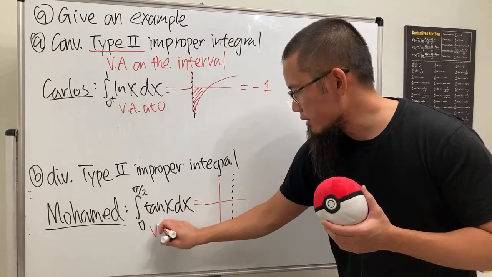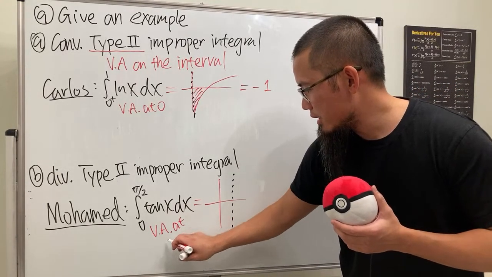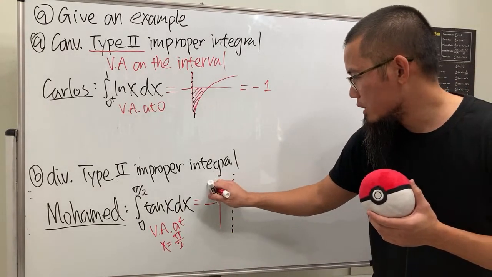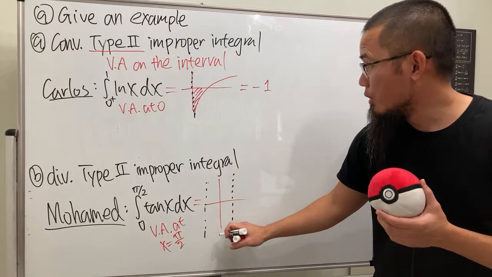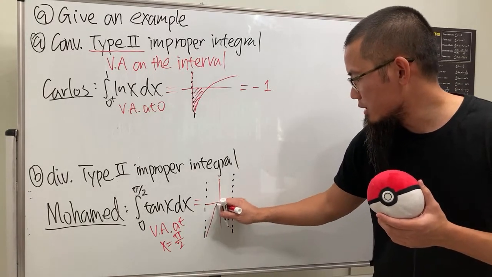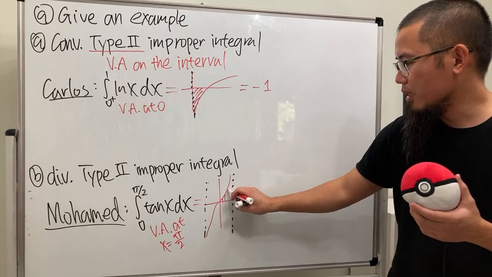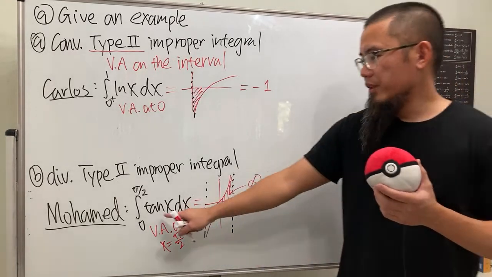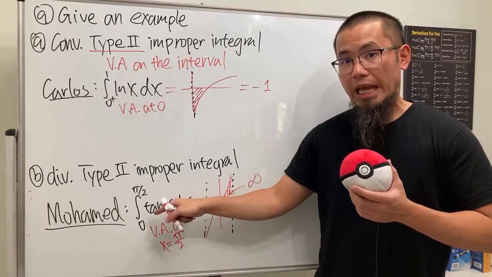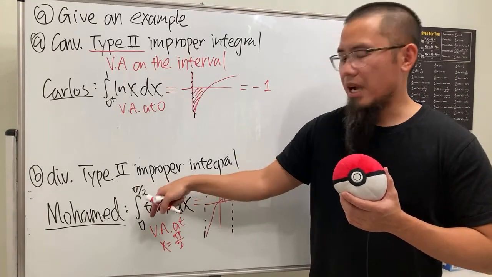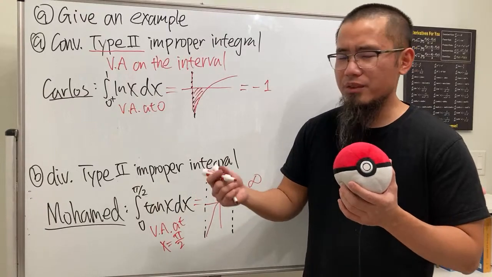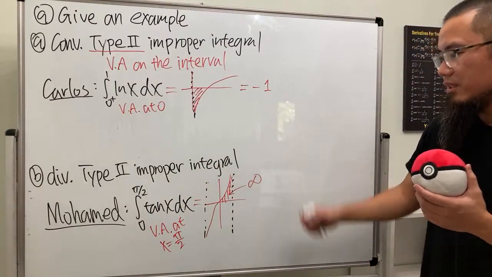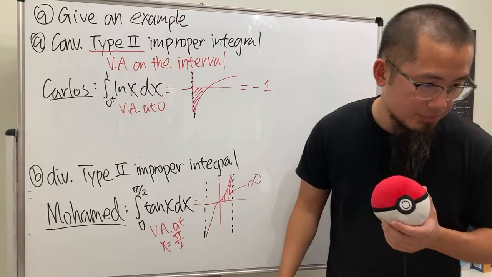because we have a vertical asymptote at x equals pi over 2. Yeah, and then of course we should all know that the graph of tangent looks somewhat like this. And then we are looking at this region, and this is technically infinity. Because if you integrate this, you get ln of secant x, right? And then if you take the limit as x approaches a little bit less than pi over 2, you actually get infinity. So that one is that.